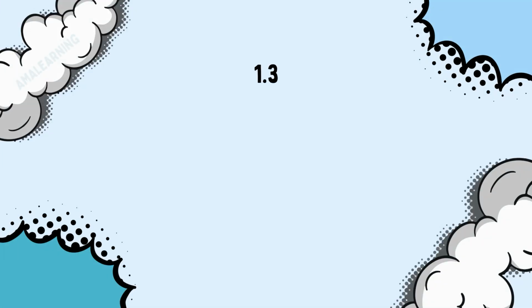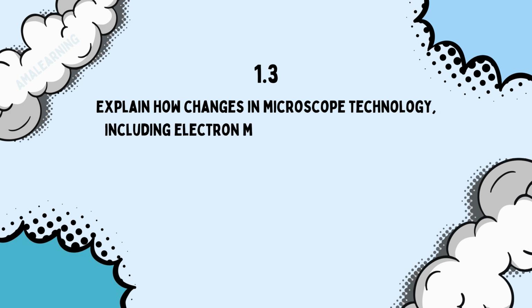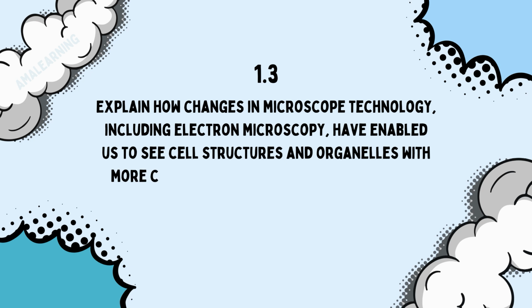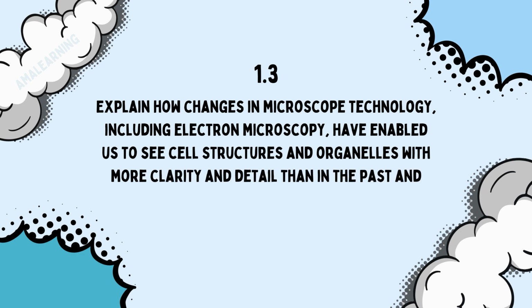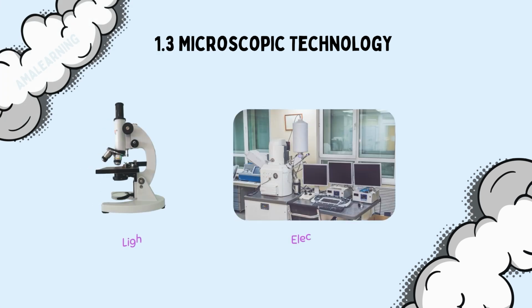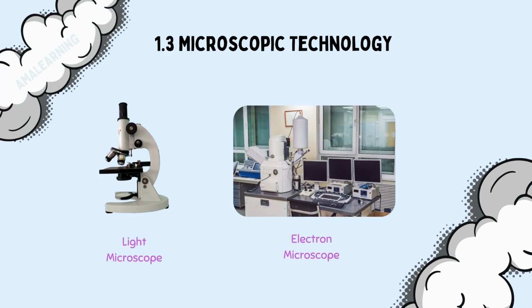Specification point 1.3: Explain how changes in microscope technology, including electron microscopy, have enabled us to see cell structures and organelles with more clarity and detail than in the past, and increased our understanding of the role of subcellular structures. To successfully answer any GCSE question linked to this specification point, you will need to be able to compare the light and electron microscope. The most common question requires you to state that the electron microscope has a greater resolution and magnification.